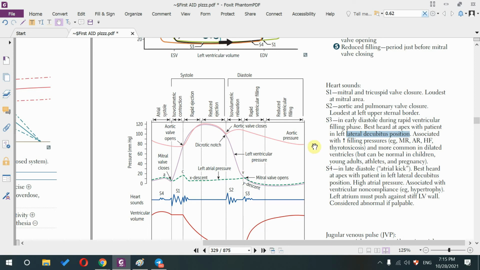Okay, so they write, more common in dilated ventricles, but can be normal in children, young adults, athletes, and pregnancy. So the S3 sound can be common when the ventricles are dilated. So who has S3 as normal? Well, it includes children, young adults, athletes, and the pregnant lady.